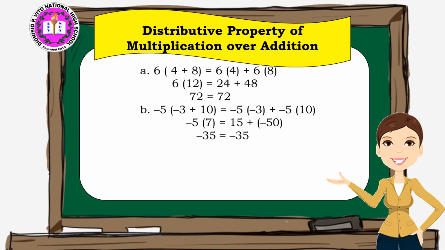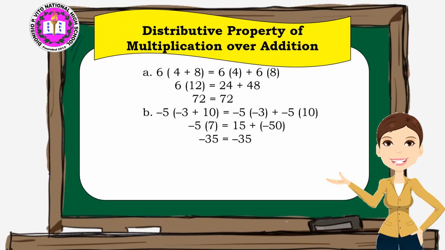For example, we have 6 × (4 + 8). So we have 4 + 8 is equal to positive 12. Then 6 × 12 is equal to positive 72, which is equal to (6 × 4) + (6 × 8). So 6 × 4 is equal to positive 24, plus 6 × 8 is equal to positive 48. 24 + 48 is equal to 72.